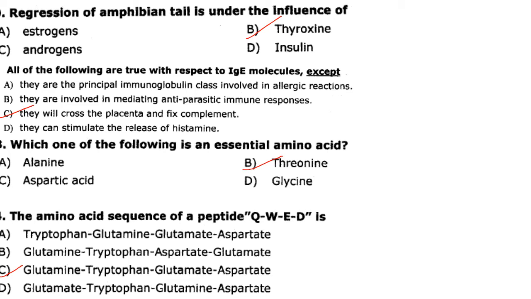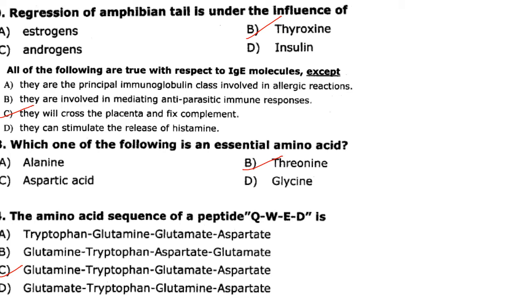class involved in allergic reaction. That is true. They are involved in mediating antiparasitic immune responses. That is also true. They will cross the placenta and fix the complement. IgE doesn't cross the placenta. It is IgG that crosses the placenta. They can stimulate the release of histamine. That is also true. So they will cross the placenta and fix complement is not a characteristic of IgE molecules. So option C is the correct answer.